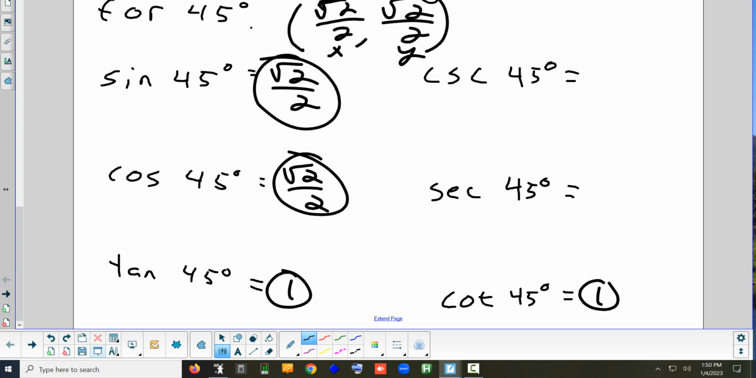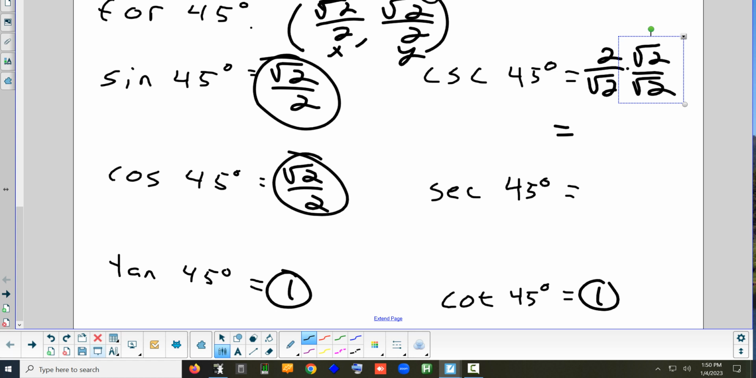And Cameron, can you give me the first step to getting the cosecant? 2 over square root 2. It's 2 over square root 2. Good. And the only problem with that is we can't leave the square root at the bottom. So Sam, what am I going to multiply by to fix it? Square root of 2. And now we're going to multiply straight across.